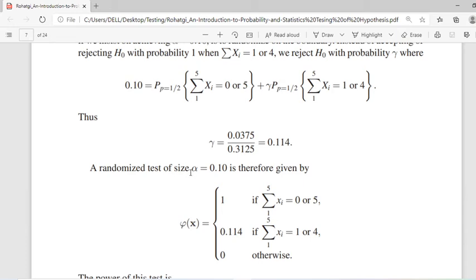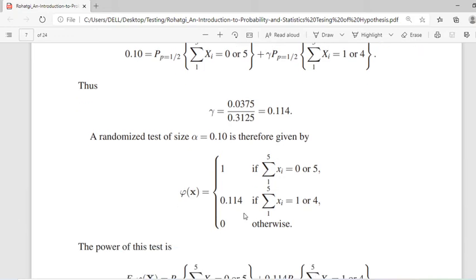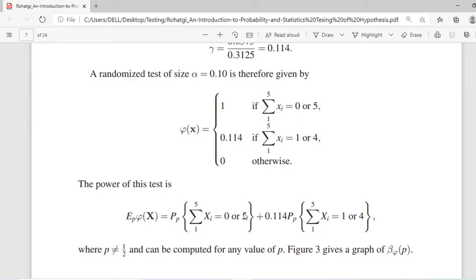So a randomized test for alpha equal to 0.10 is therefore: the test function phi of x equals 1 if summation from i equals 1 to n of x equals 0 or 5, and equals 0.114 if summation of x equals 1 or 4, and 0 otherwise. So this is a procedure for finding the test function for a randomized test.